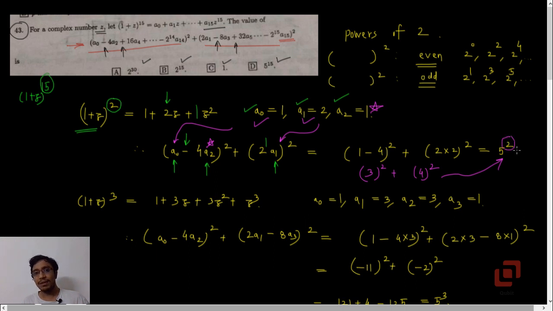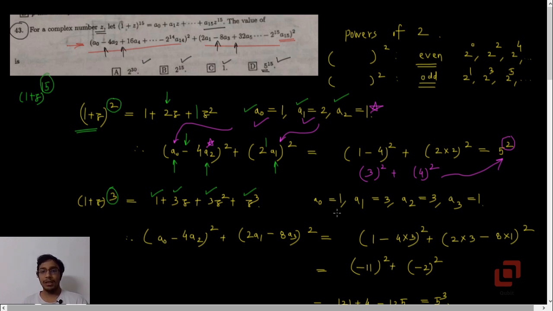Now we need to see whether this pattern repeats itself, because option D here indeed has the number 5. So I did the same process for (1 + z) raised to 3. Again I used the (a + b) cube formula, so it is 1 + 3z + 3z² + z³. Then you identify a0, a1, a2, and this time we have a3 as well. a0 is 1, a1 is 3, so is a2, and a3 is 1. Then evaluate a similar expression for (1 + z) cube.